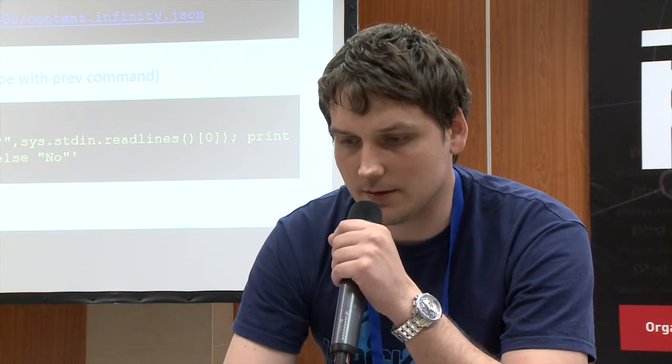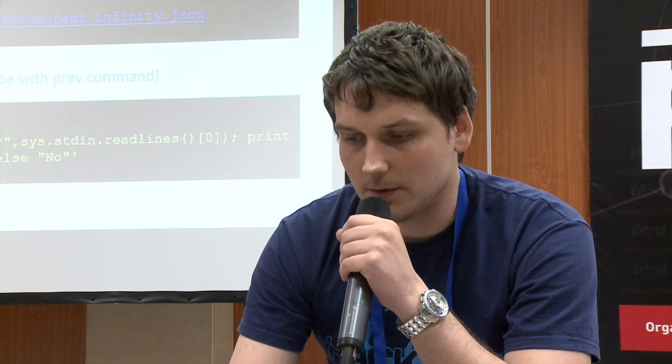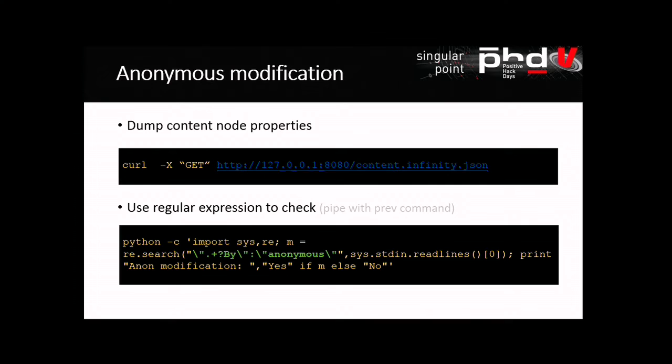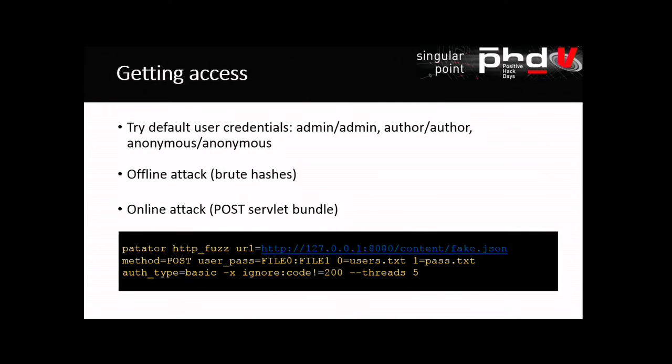How to find elements for which modification by an anonymous user is allowed. So we dump the content element again, and using this script in Python we identify whether it is possible to have anonymous modification.